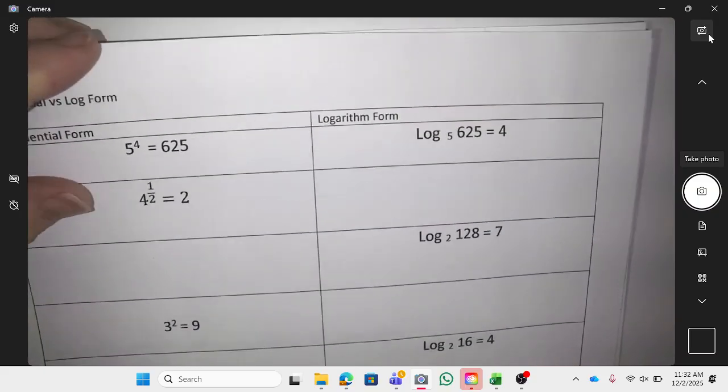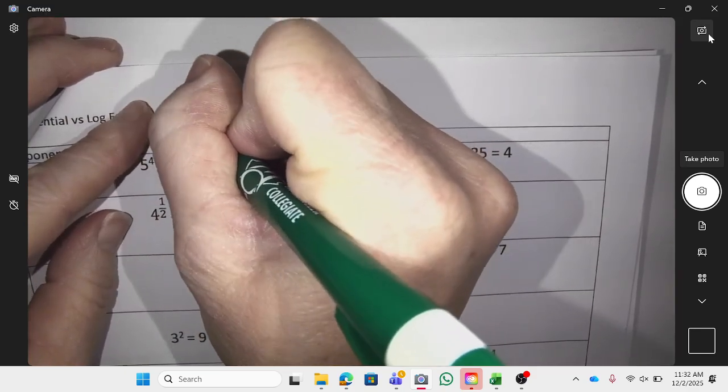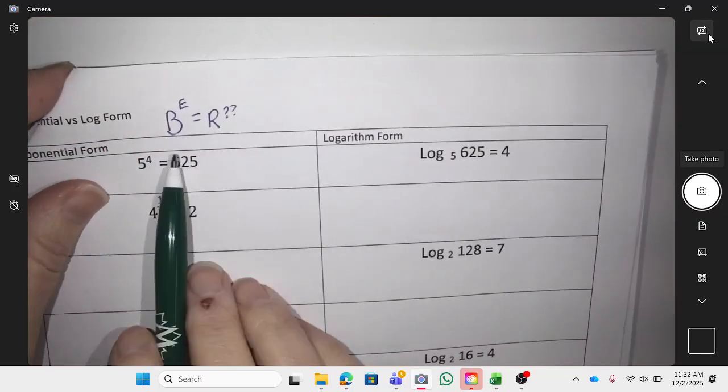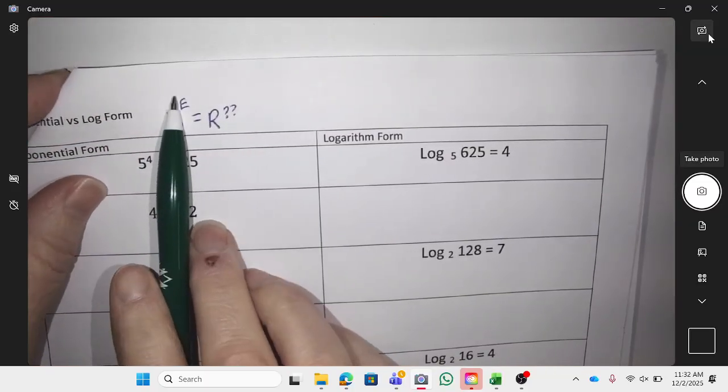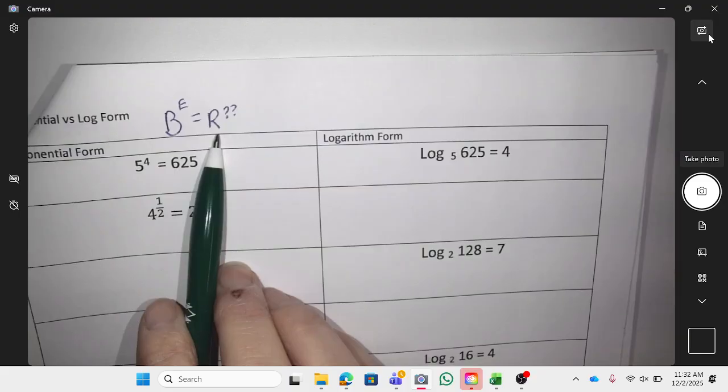Okay, so you have your two forms. So we always have exponential looks like this, where you're going to know the base, you're going to know the exponent, and you're always going to be telling me about the result.